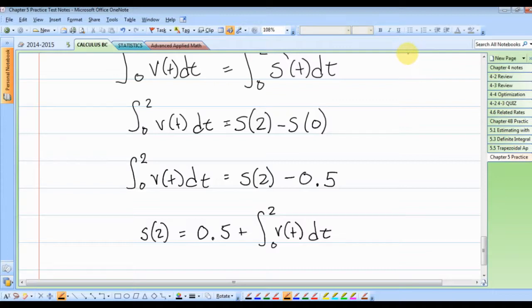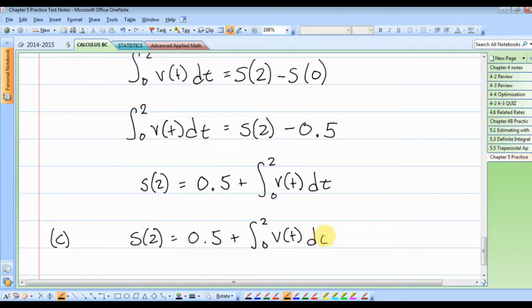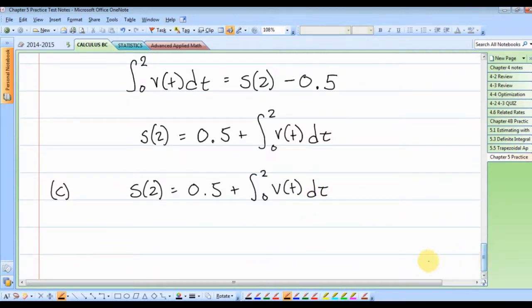Now, that's next. Part C. Let's actually find s2, the position at 2. Okay, 0.5 plus the integral from part B. 0.5 plus 0.785. 0.785 is from part A.